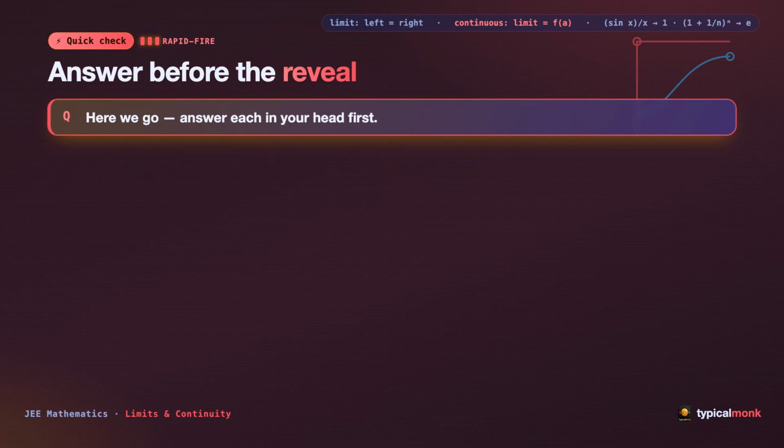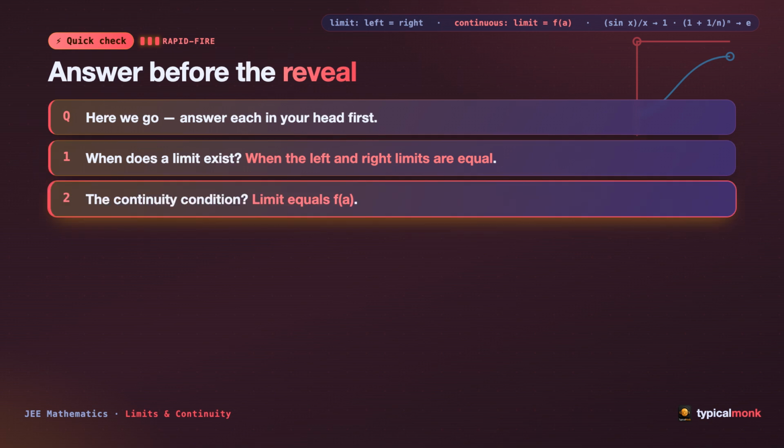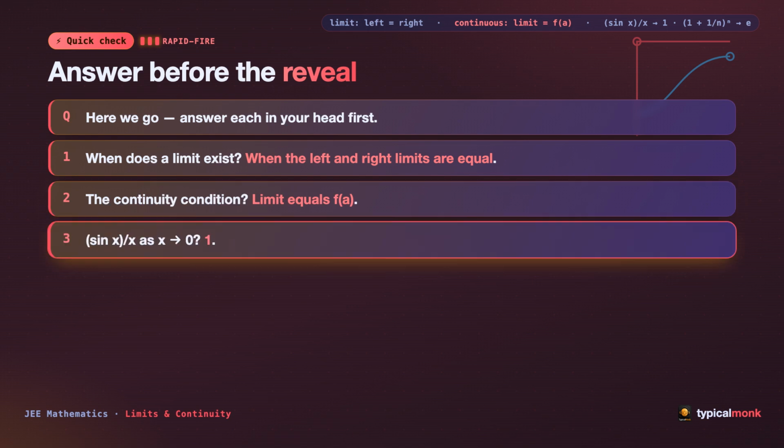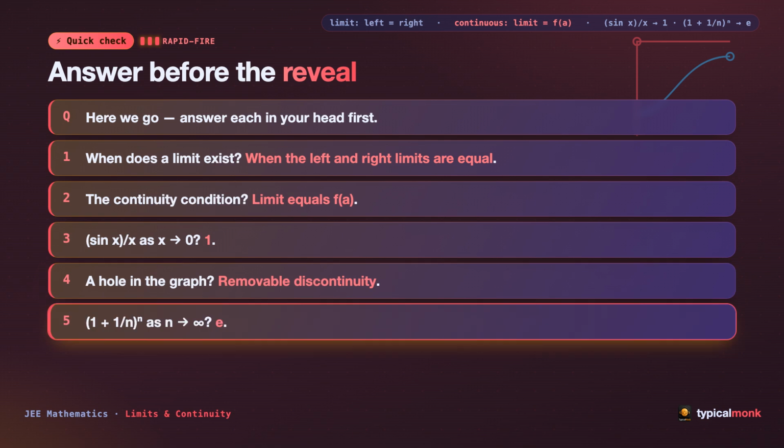Now test yourself. Answer in your head before the reveal. That is how speed is built. Here we go. Question 1. When does a limit exist? When the left and right limits are equal. Question 2. The condition for continuity, the limit equals f of a. Question 3. Sin x over x, as x tends to 0, 1. Question 4. A hole in the graph, a removable discontinuity. And question 5. 1 plus 1 over n, all to the n, as n tends to infinity, e.